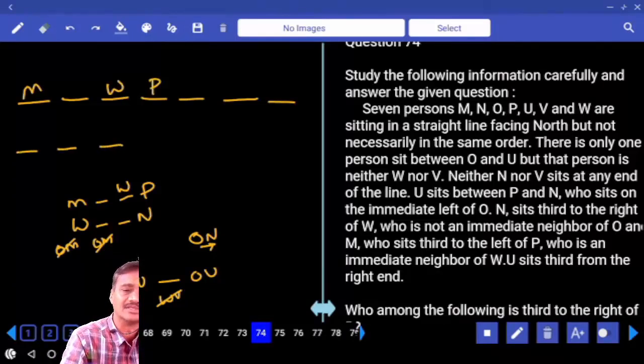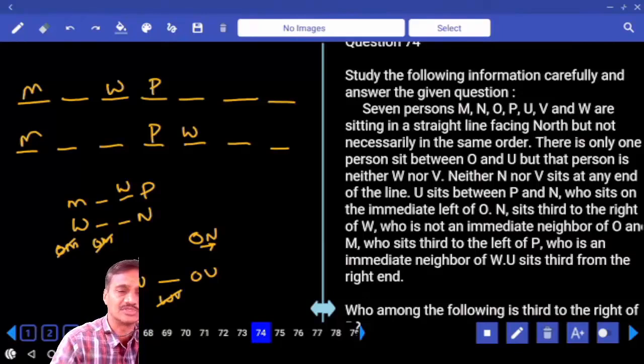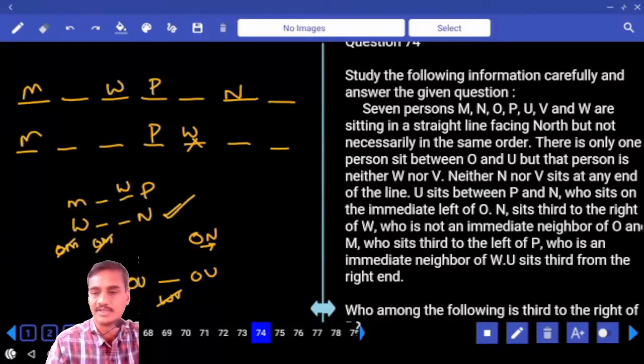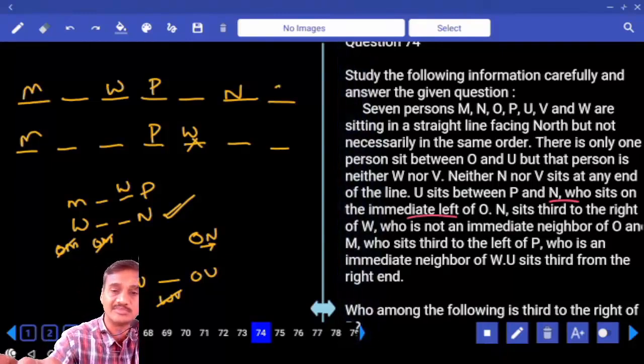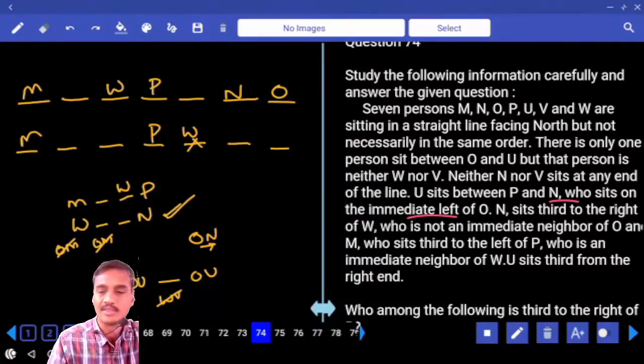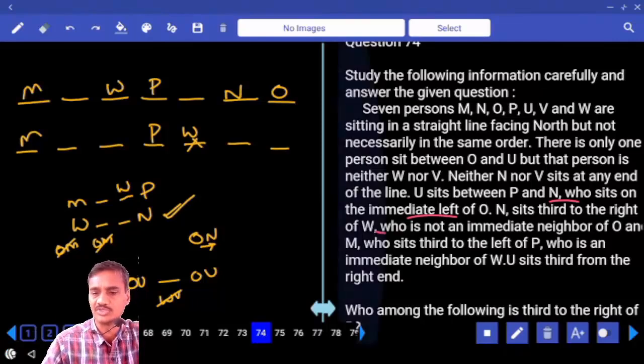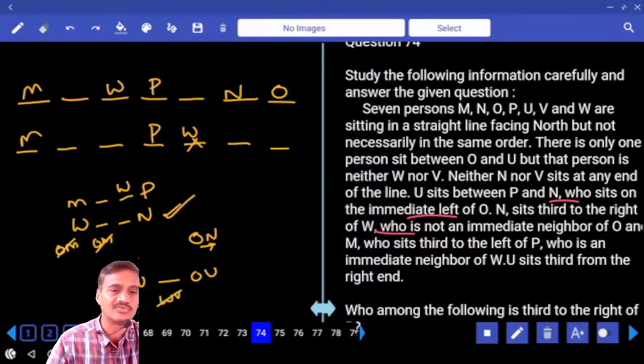And in the other case, 5, 6, 7, if M is here and 2 people between M and P, P is here, W is here. Now if W is here, between W and N, N is second, third to the right. Is it possible in the second case? No. Hence in this case 1, 2, N is at this place. If N is here, O and N are adjacent to each other, isn't it? N is on the immediate left of O, O is here. Now we have 2 more persons left.